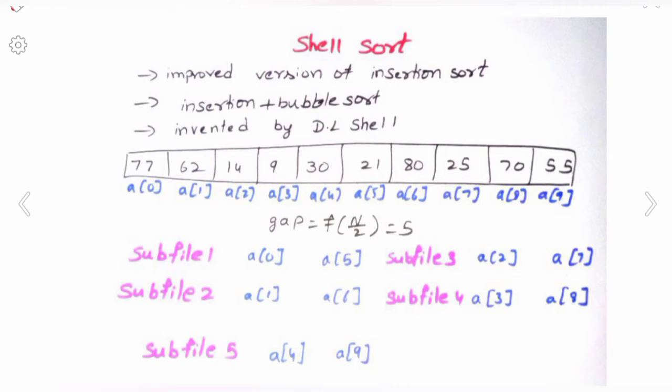Here each subfile is sorted using the insertion sorting technique. Now reduce the gap between the elements to be compared, generate the subfiles, and sort these files based on this technique. Repeat the same process each time by reducing the gap. Finally, when the gap is 1, it works as a simple insertion sort and the final output obtained will be the sorted array.